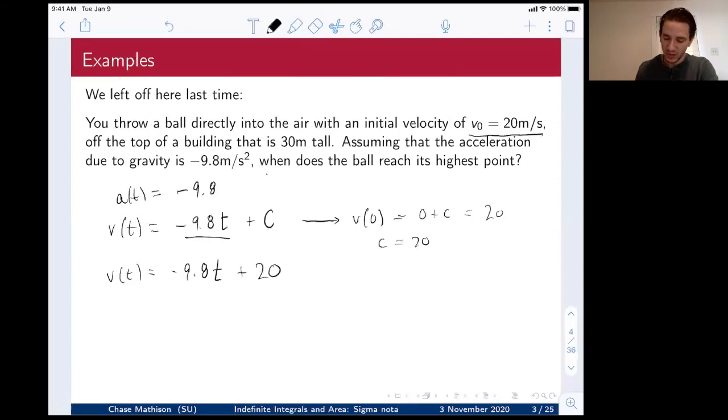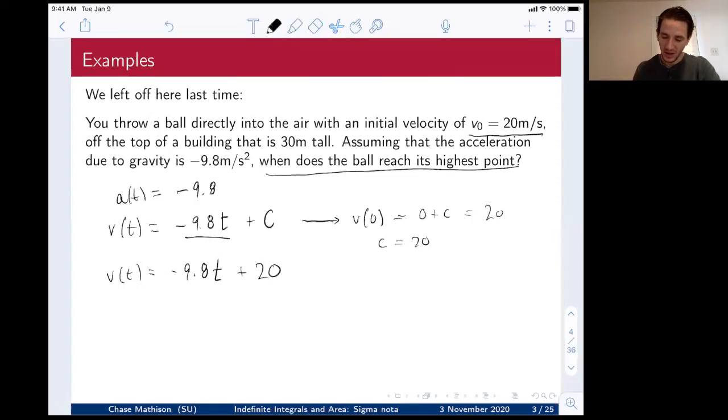But when the ball reaches its highest point, well, if we think about it for a second, if you throw a ball in the air, it has a positive velocity up until it reaches its highest point, and then it starts falling down, and it has a negative velocity. So it goes up, up, up, positive velocity, stops at its highest point, it has a velocity of 0 there, and then it falls, it has a negative velocity.